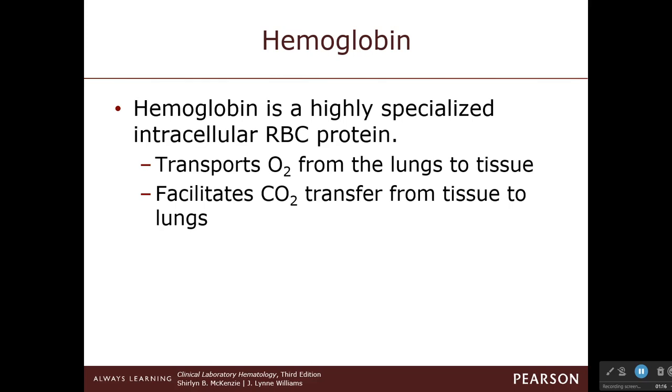So what's the function of hemoglobin? Its main function is to transport oxygen from the lungs to tissue. It also plays a role in facilitating CO2 transfer because of diffusion. It has a high oxygen percentage. So when you get into an environment that has high CO2 and low oxygen, diffusion occurs, and so it plays a role in gas exchange.